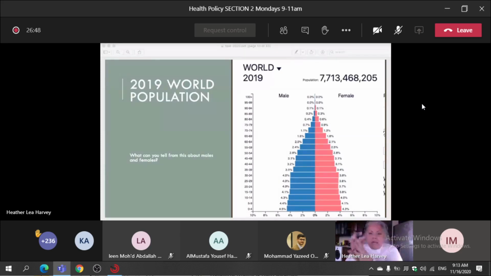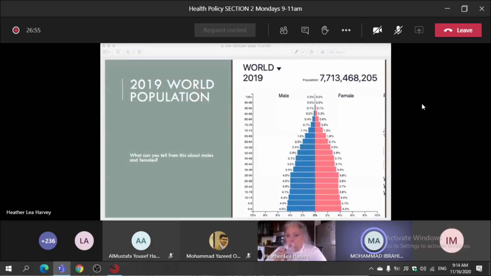Now, Mohammed, I see a hand raised. Do you have a question? Yes, doctor. There is no big difference between aging population and aged population, yeah? Well, we're going to see what the fine difference is when we look at actual graphs.